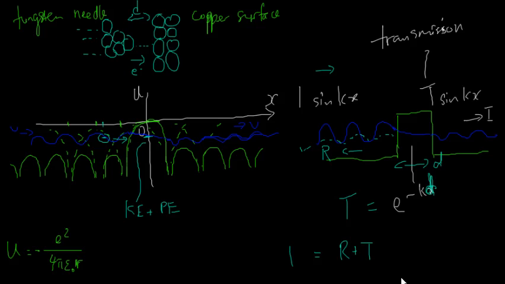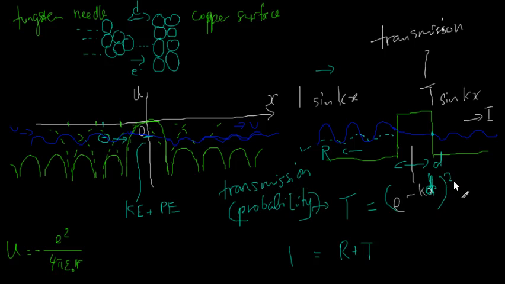Oh no, I shouldn't be talking about amplitude. Just a minute. I should be talking about the probability, right? The incident probability, transmitted probability, and the reflected probability. So if e to the minus kd is the amplitude here, then if I think of this as the probability that an electron is transmitted, it should be the square of the amplitude, which means that's e to the minus 2kd.